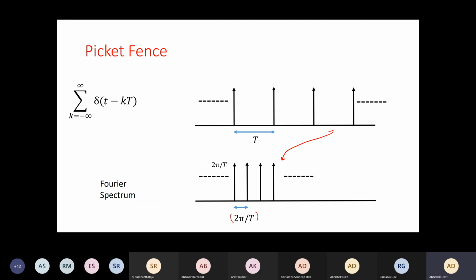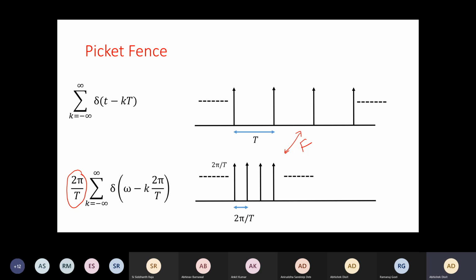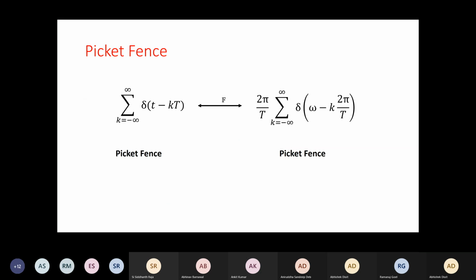Remember, this is a very useful result. We can say the Fourier transform of a picket fence is a picket fence. And how can I represent this picket fence mathematically? The weights are 2 pi by T, and these are impulses, separated by 2 pi by T. Is this okay? Yes, sir. A picket fence has a Fourier transform which is a picket fence.